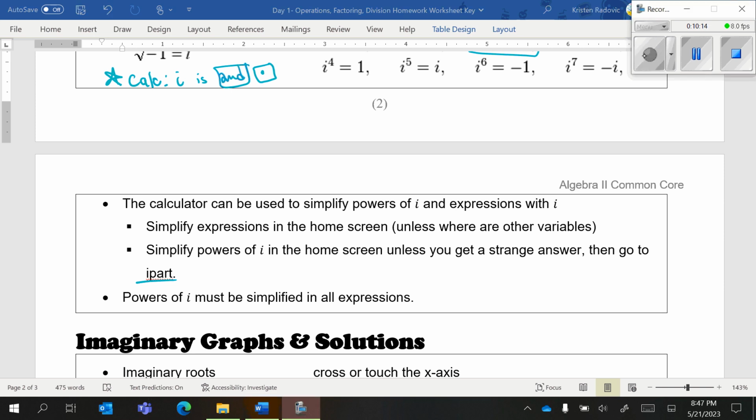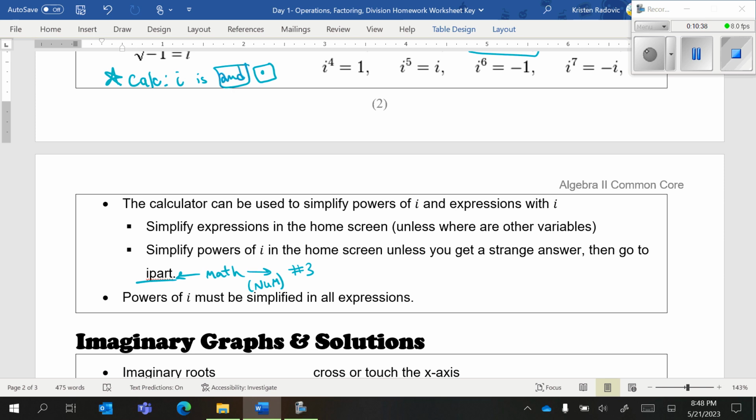In order to get to the I part, you are going to hit Math, and then scroll over and choose number 3. Yep, double checked it. Hit Math, and then you're going to scroll to the right to where it says Number. Then you're going to choose number 3 for I part, and it will simplify it correctly for you.